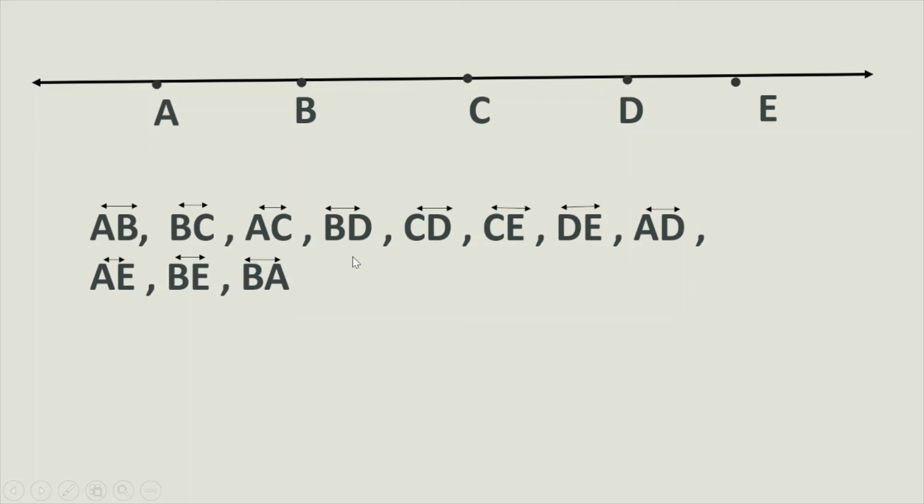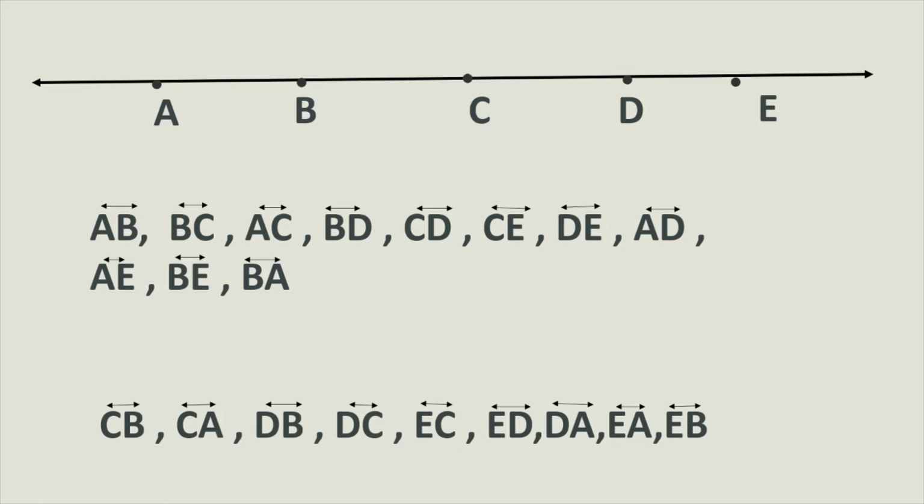Here are some line combinations made. AB. This line is from here to here. They go from there to there, and they continue forever in both directions. BC. It goes from here to here, and those lines continue forever. AC, BD, CD, CE, DE, AD, AE, BE, BA, CB, CA, DB, DC, EC, ED, DA, EA, EB, and so on.